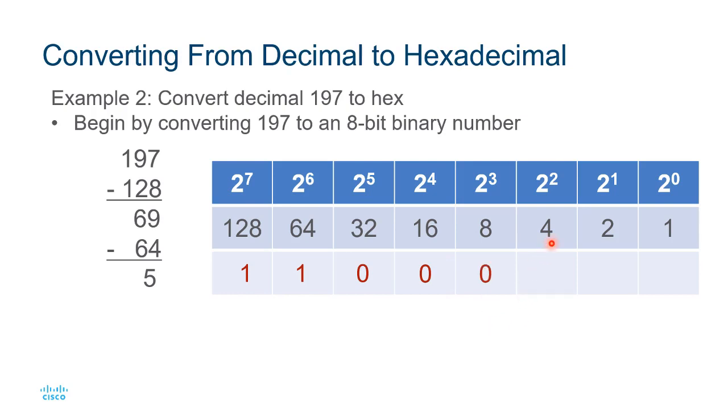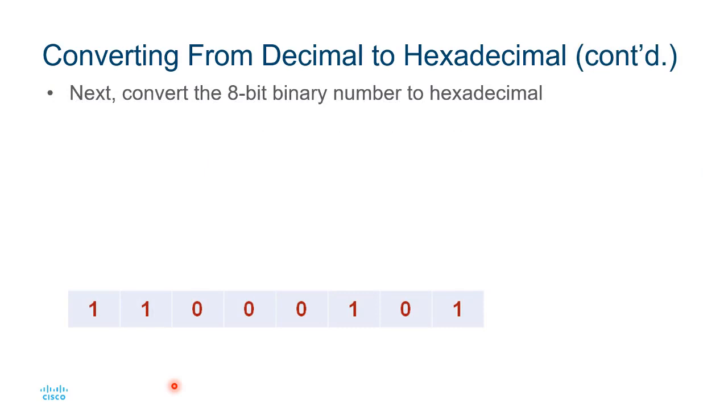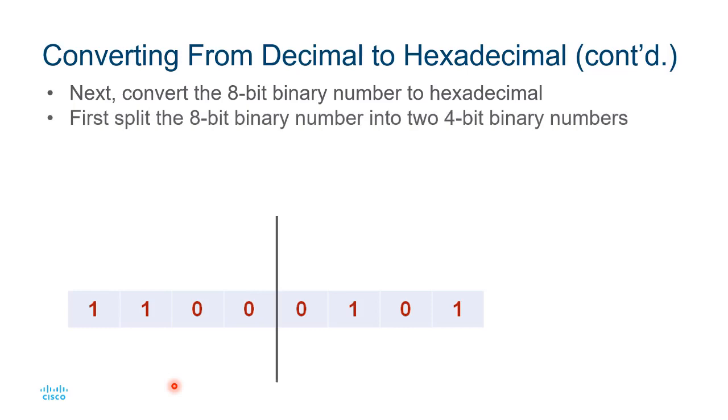But when I get to 4, I can subtract that, so I put a 1 there, and I subtract it here. 2 is too much, so a 0 goes there, and 1 is just right, so I subtract it, and it results in a 0. Therefore, decimal 197 equals binary 11000101.